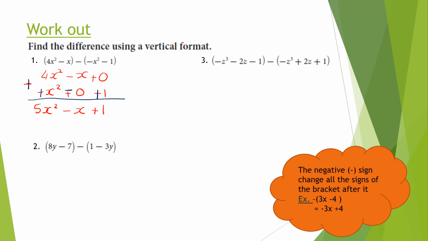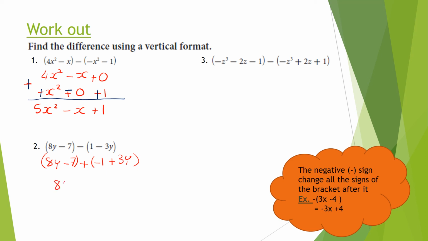You can change it while it's vertical, it doesn't matter in which case the sign is changed. Either you want to change it vertically like we did here, or change it horizontally like we did in the others. It doesn't matter. So let's change it here horizontally to show the two ways. So 8y minus 7, then plus, then change the signs here, so 1 will be negative 1, and negative 3y will be positive 3y. Then put them over each other.